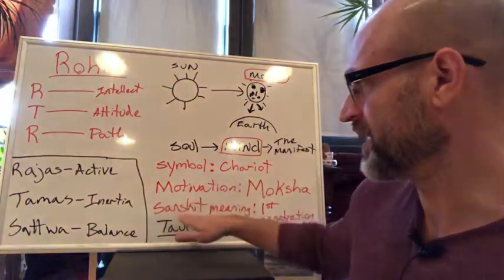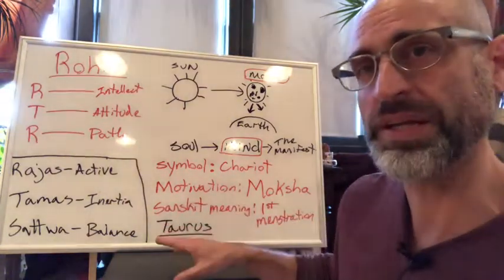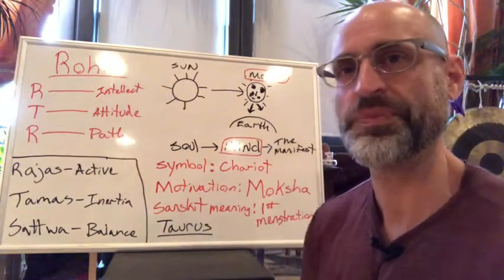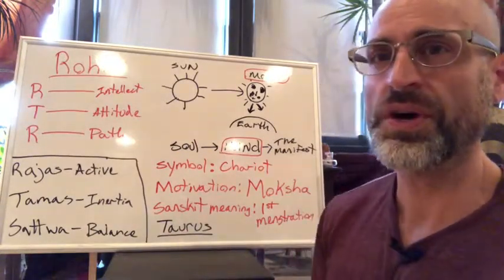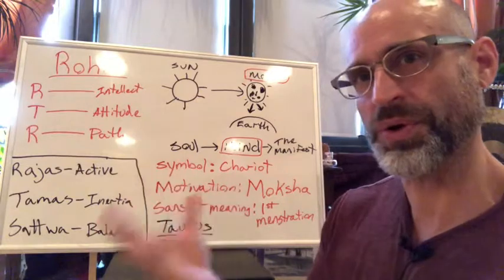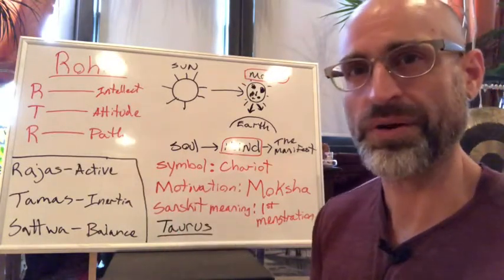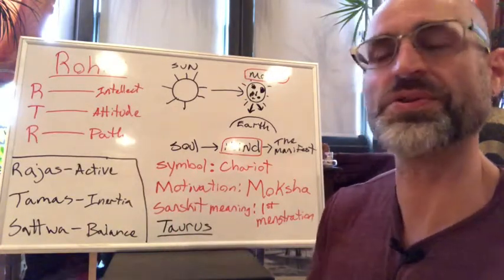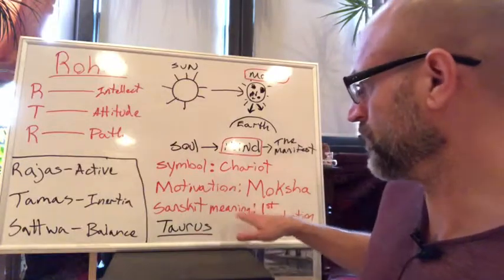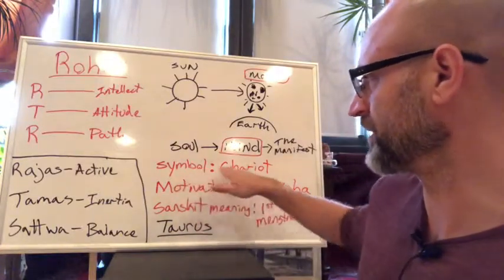But what I like to think this sign is most associated with is, well, let me back it up. So the Sanskrit meaning of Rohini is the menstruation. So it's the first menstruation of a woman that has to occur before she can give birth. So without a menstruation, you can't give birth. And another symbol is a chariot.